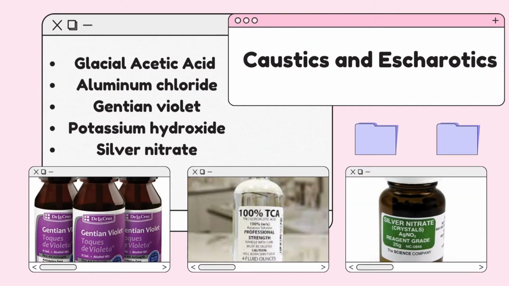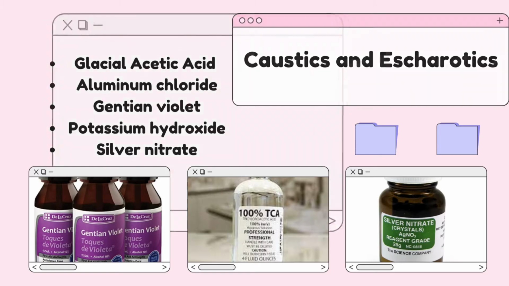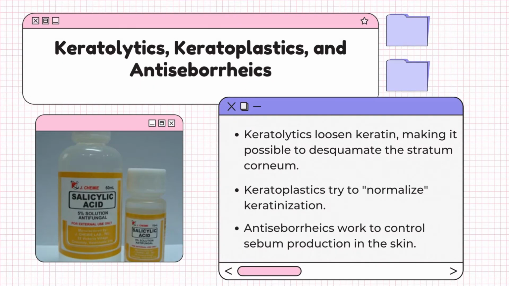Here are some caustic and stereotic agents: glacial acetic acid, aluminum chloride, gentian violet, potassium hydroxide, and silver nitrate. The next group of agents are the keratolytics, keratoplastics, and anti-seborrheic agents. Keratolytics work by loosening keratin, allowing the stratum corneum to be desquamated, whereas the keratoplastics try to normalize keratinization by slowing down epidermal basal cell mitosis, while anti-seborrheics work to control sebum production in the skin.